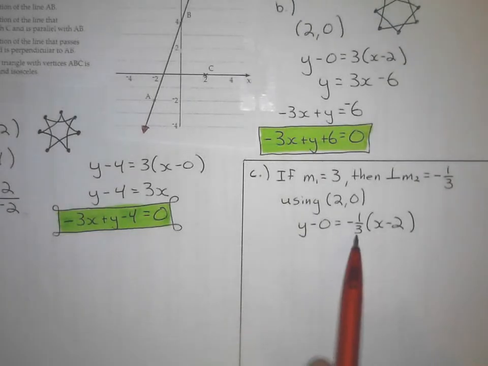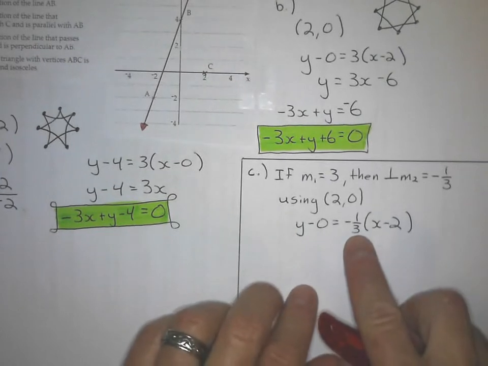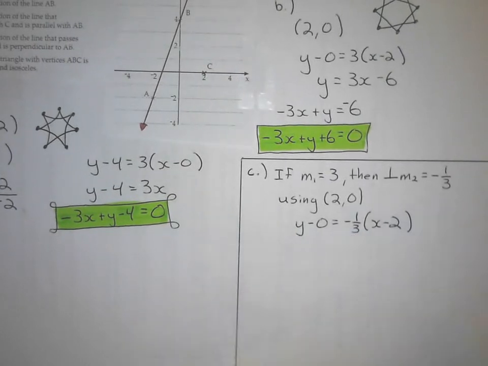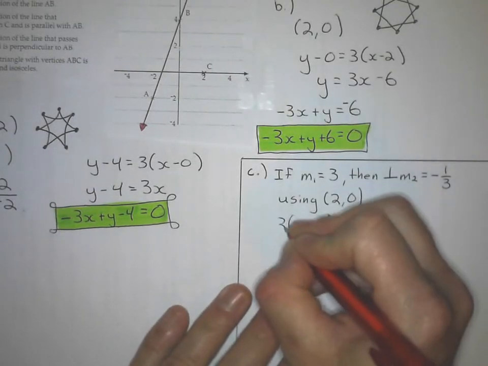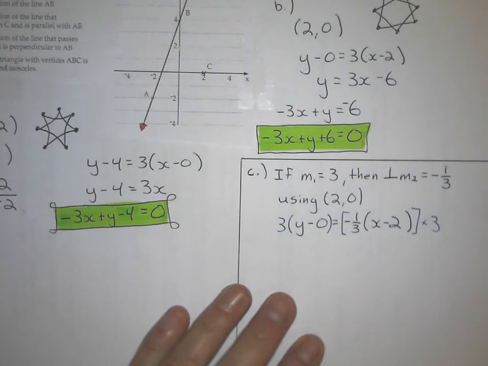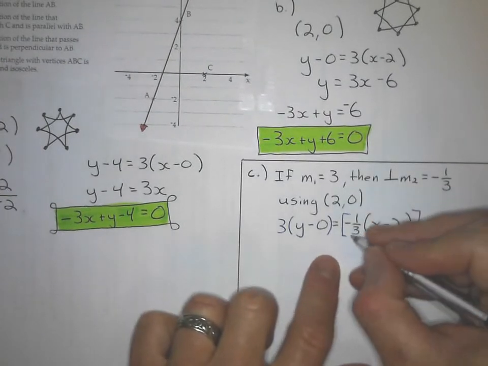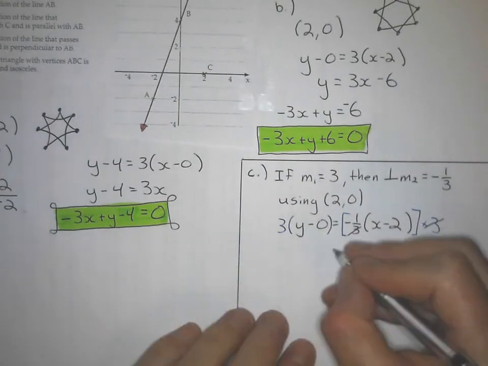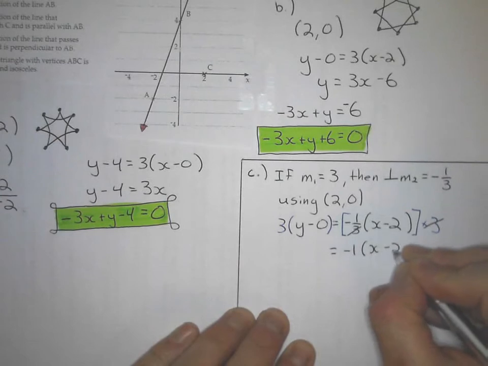So in order to do that, what I'm going to do is multiply both sides of the equation by 3 to knock out that fraction. So I'm going to multiply this by 3, and I'm going to multiply this whole side by 3. And when I do that, on the right side, these 3's cancel out, and all I'm left with is a negative 1 to expand through.